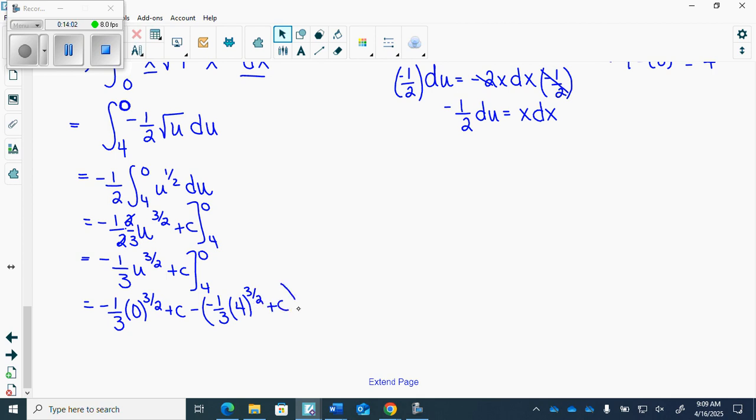We're going to do this without our calculator because this is a question that could be no calculator. 0 to anything is gone, right? So I'm going to be left with negative and negative 1/3. So that's 1/3. And then what does 4 to the 3 halves do? I have to take the square root of 4 and then cube it, correct? So the square root of 4 is 2, cubed is 8. So I get 8/3.